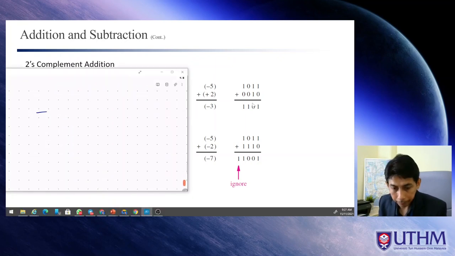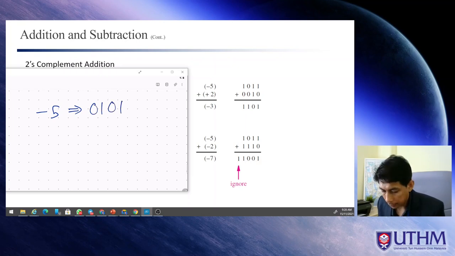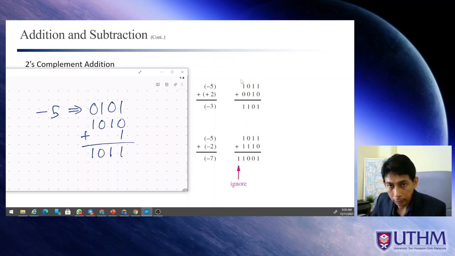So you have minus 5, in decimal, in binary is this, right? You complement to get the first complement, and you plus 1, so you have 1011, which is minus 5 in second complement. Positive 2, so again, this is positive 2, and you add.